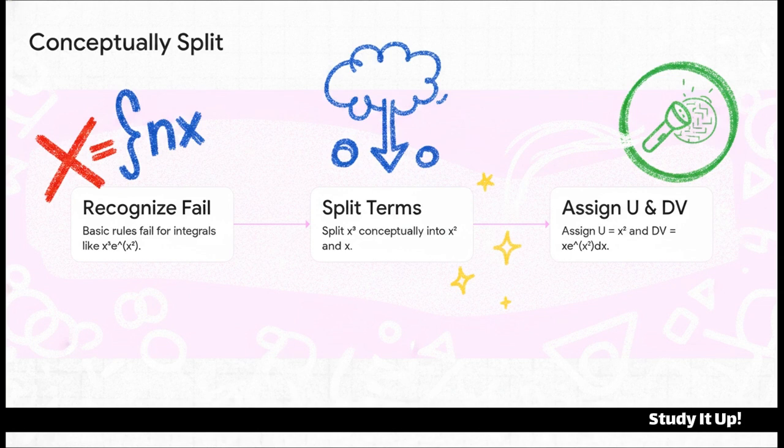Take an integral like x cubed times e to the x squared. If you blindly set u to x cubed, your DV becomes e to the x squared, which you actually can't easily integrate. Instead, you must conceptually partition that difficult integrand. Split the x cubed into x squared and x. Then you can make your u equal to x squared and your dv equal to x times e to the x squared, which is easily integrated using a standard substitution. Always look for that opportunity.